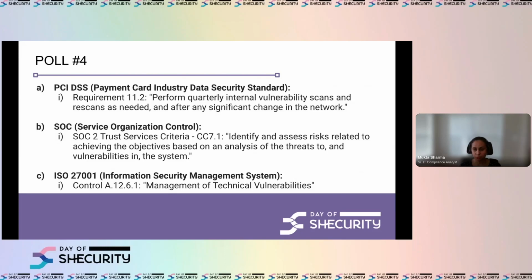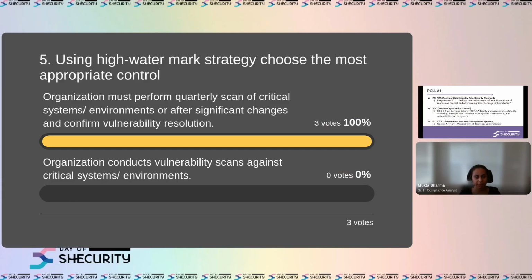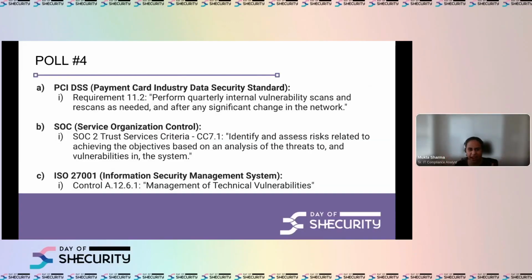Okay, so I'll close the poll. It's processing the result. Still processing. Oh, we got 100%. Everyone answered it right, which is a good thing. So you understood the technique of high watermark, because if you look at PCI, it says perform quarterly internal vulnerability scan. SOC is saying identify and assess risk related to vulnerabilities. ISO is like manage your technical vulnerabilities. So if you have to go with high watermark, of course you'll go with PCI.